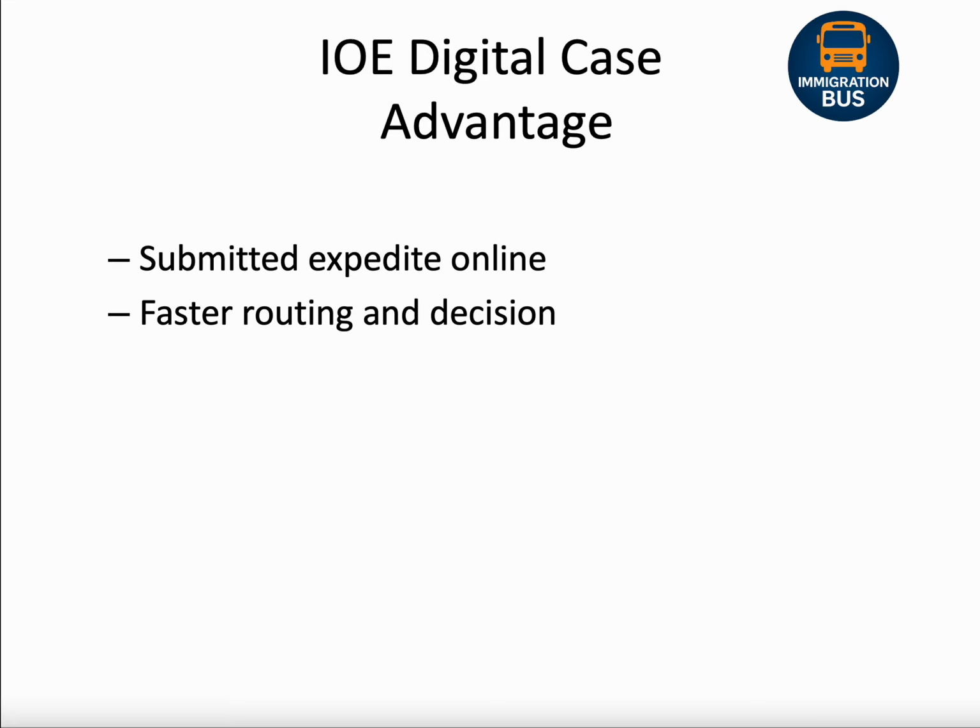IOE digital case advantage. One major factor that helped my expedite more quickly was that both my advance parole and green card EAD receipt numbers began with IOE, meaning they were digitally processed cases. This gave me the option to submit the expedite request directly through my USCIS online account. I did not have to call the USCIS contact center or send any paper based requests. Submitting everything online streamlined the process and likely led to faster internal routing and review.